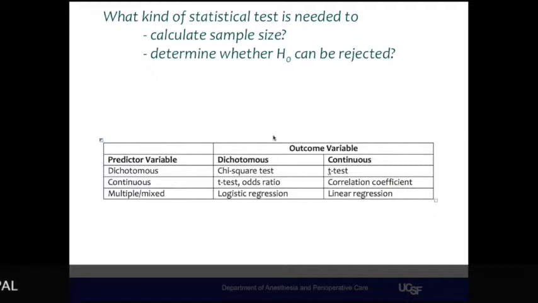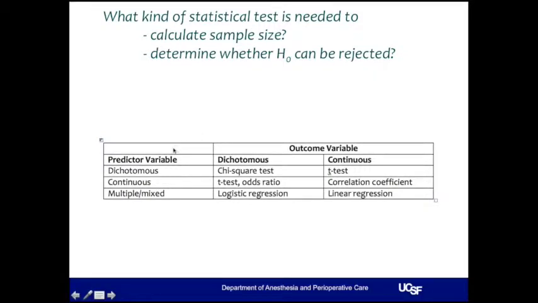high specificity. So hypothesis testing, we're going to say what kind of statistical test do we need to use to both calculate a sample size and then in turn determine whether the null hypothesis can be rejected. And here we've listed several predictor variables, that is variables that we think may impact the outcome, whether they're binary or dichotomous, meaning yes or no. They may be continuous or numerical, or there may be multiple predictors, or they may be a mixture of them. The outcome variables similarly could be dichotomous, or they can be continuous.